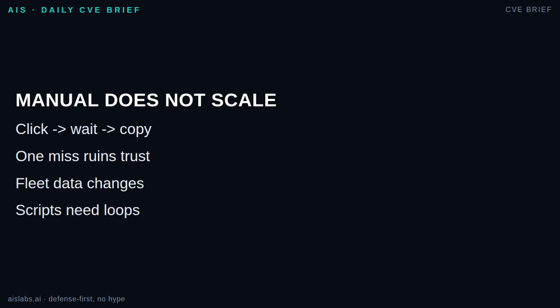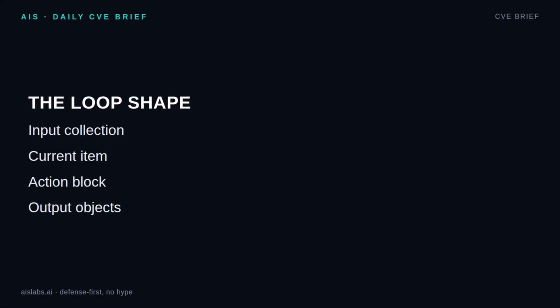You skip one host, you paste the wrong value, you forget which window was live. The naive script is not much better if it only handles one name. Fleet work needs a shape. Get a list, perform one safe action for each item, return clean objects, then sort, filter, export, or alert. The core idea is simple.